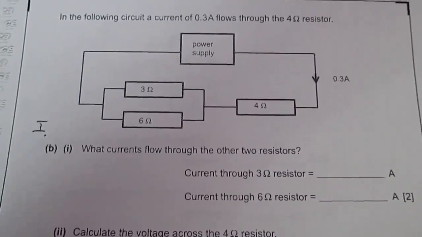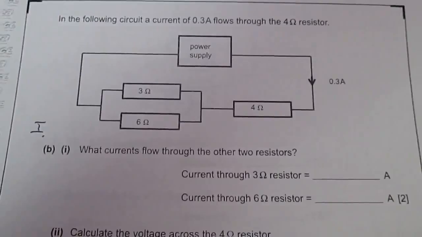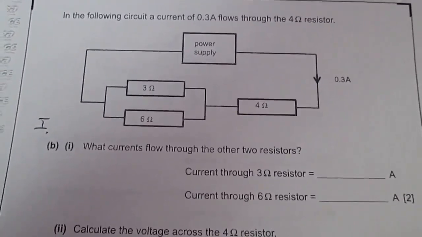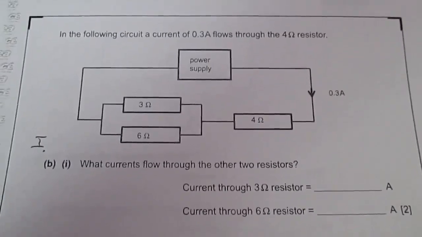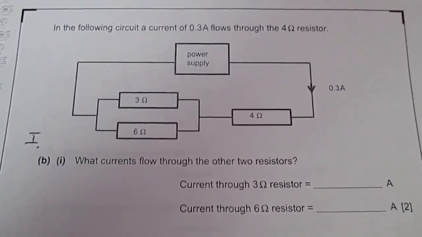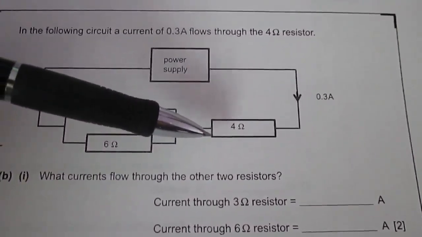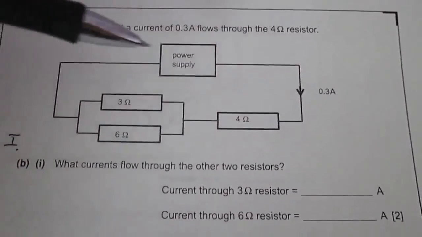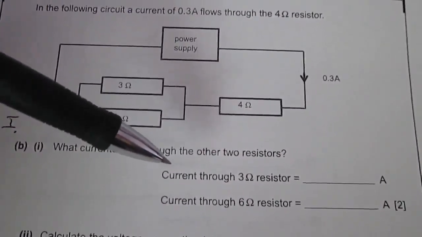So these questions here can be a wee bit tricky, but just with practice you should be able to get them. Okay, so this is a June 2015 SEA Double Award Science Physics paper. It gives us a circuit, and it says the current flowing through the 4 ohms resistor is 0.3 amps. What currents flow through the other 2 resistors?